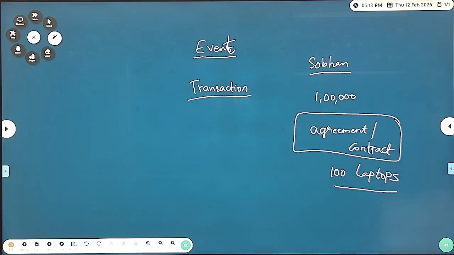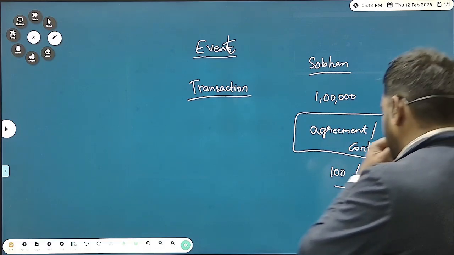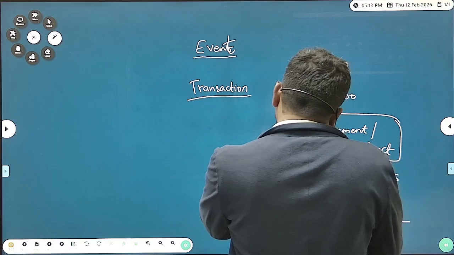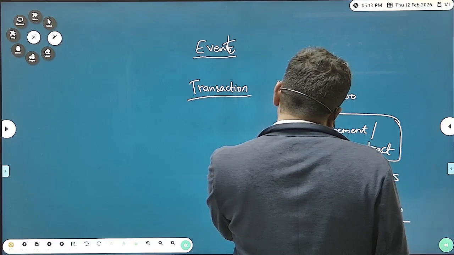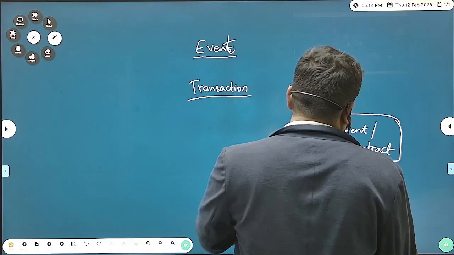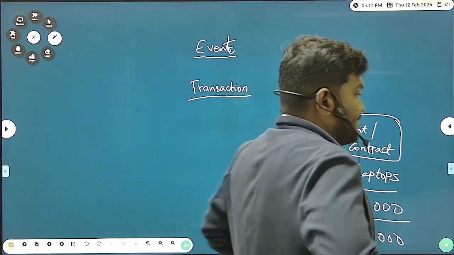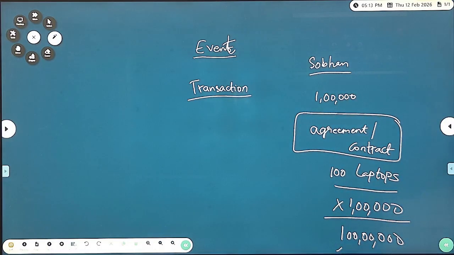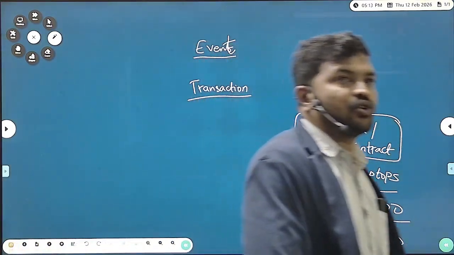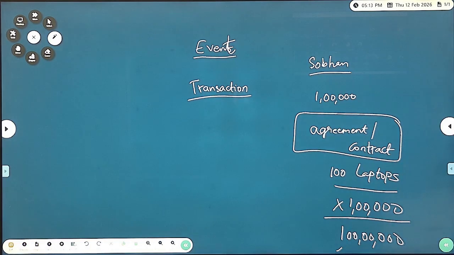Vikram Das, you are saying that, sir, it should involve money. We have money also here, huh? 100 laptops, say for example, 1 lakh each laptop. Contract में कितना था अभी? 100 lakhs. 100 lakhs is the contract value. Vikram is saying, yes sir, it's a transaction. Entering into an agreement is a transaction. Yes sir, we have to record. No one is disagreeing with this.